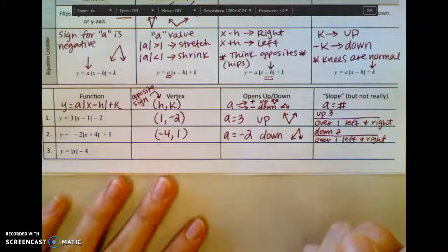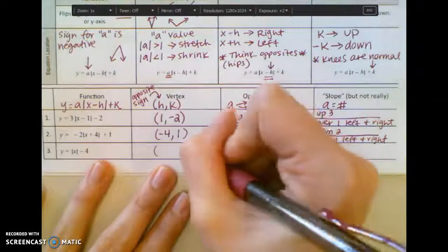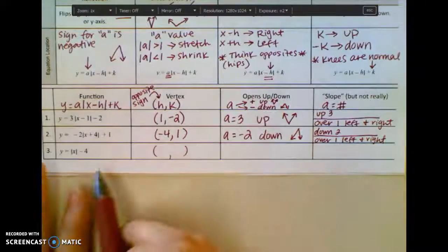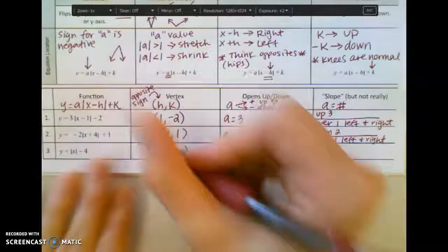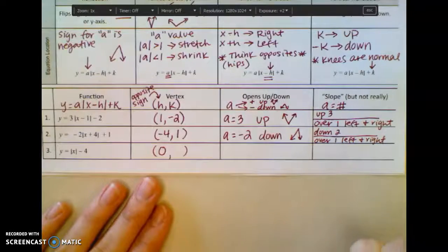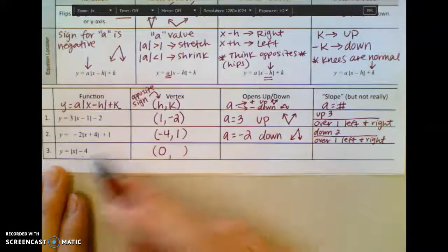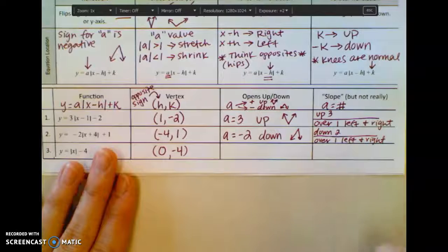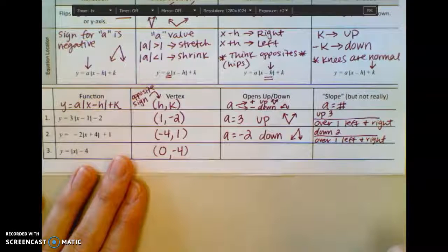All right, let's look at this together. Our vertex, I don't see any h value there. There's nothing inside with the x. When that's the case, we have a 0. And then for our k value, we take exactly what we're given, which is a -4. So there's my vertex, 0, -4.